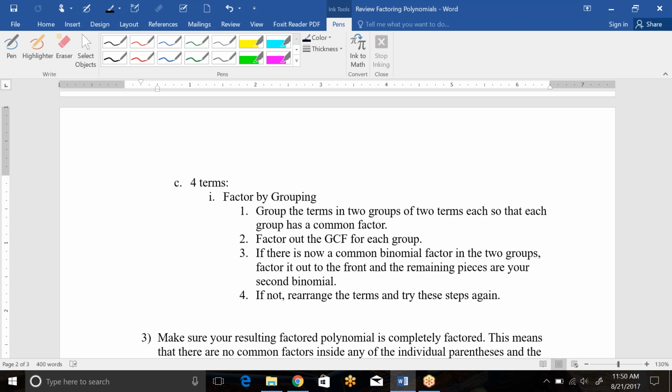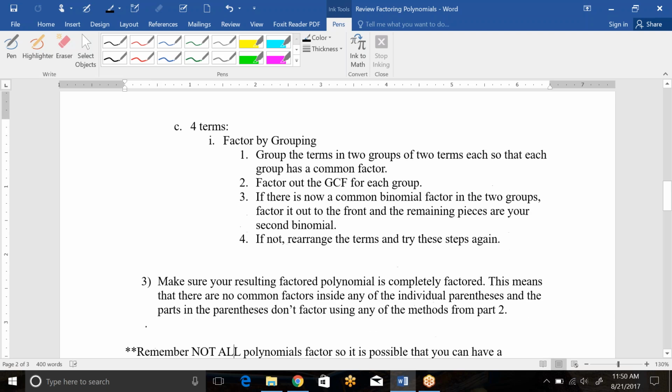If there is now a common binomial, which is the part you've left in the parentheses, then we factor that out to the front, and our remaining pieces are our second binomial. If we do not get something that has a matching binomial factor, then that means we're probably not going to factor, but a good thing to do is to try to rearrange the terms and try the steps again.